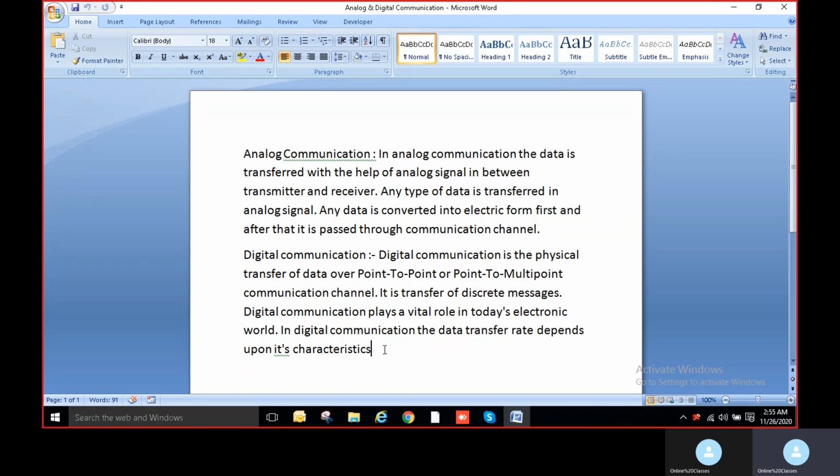2G cellular telecom networks were commercially launched on the GSM standard in Finland by Radiolinja. So it was launched in 1991.